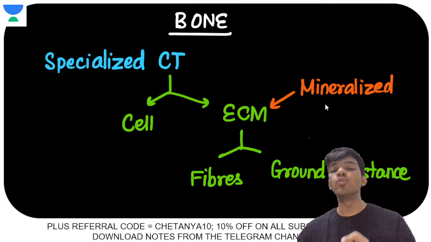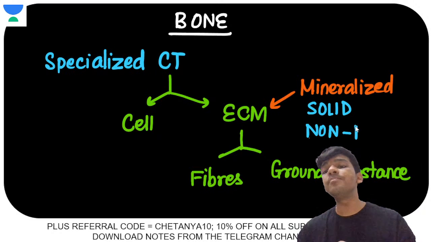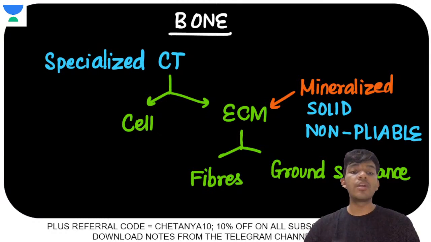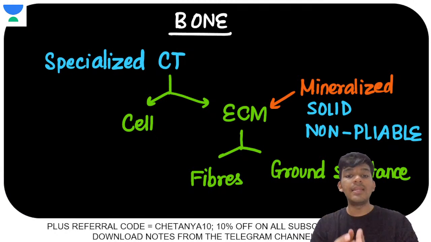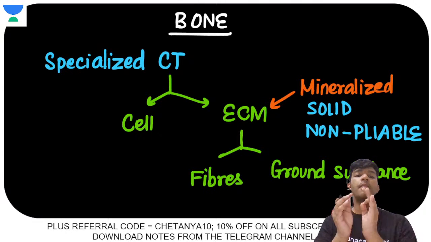What are the two words I've used for bone? Solid and non-pliable. If you look at cartilage, I will say cartilage is solid and pliable. You have already attended the lecture on cartilage, where I taught you the types of cartilage along with each and every slide. So that is the essential feature about bone. Bone consists of cells and ECM, and the distinguishing feature is that the matrix has deposition of minerals.